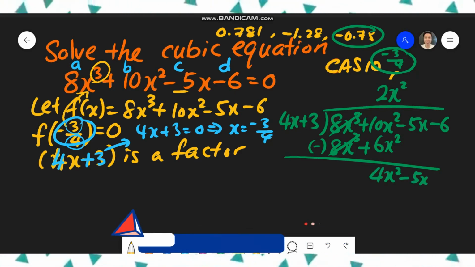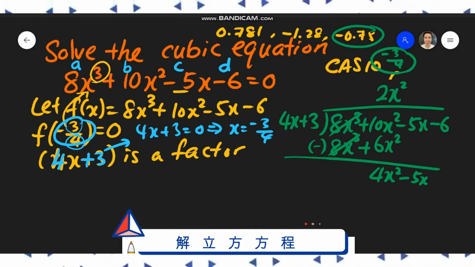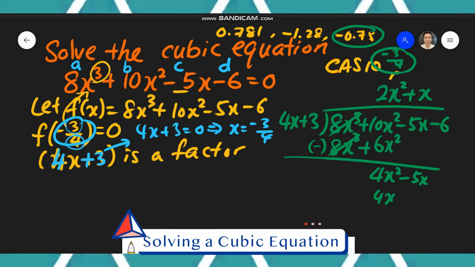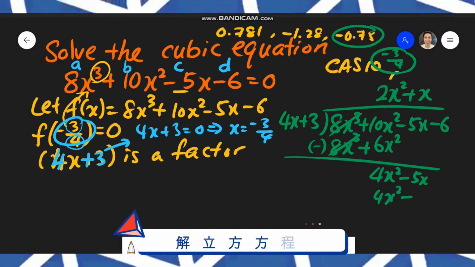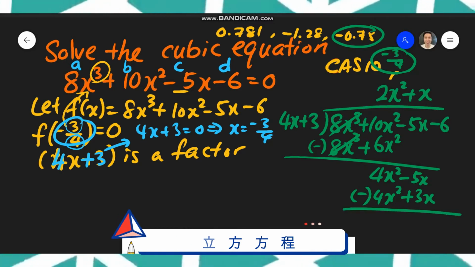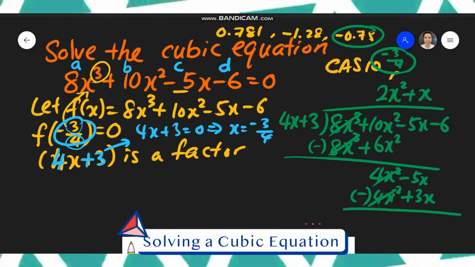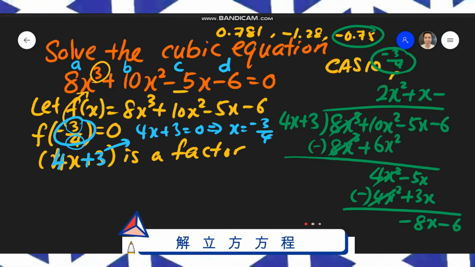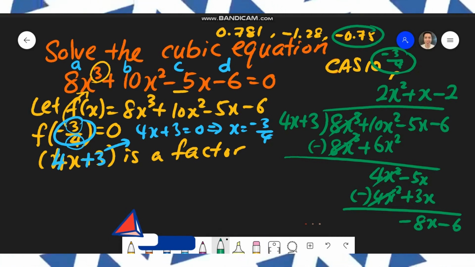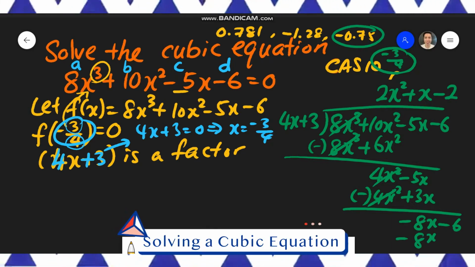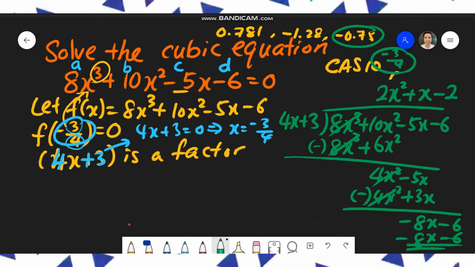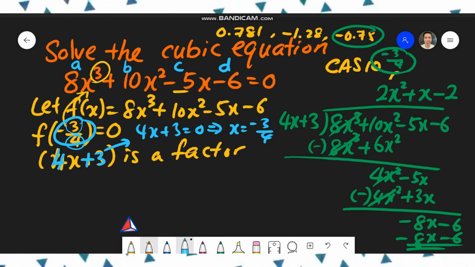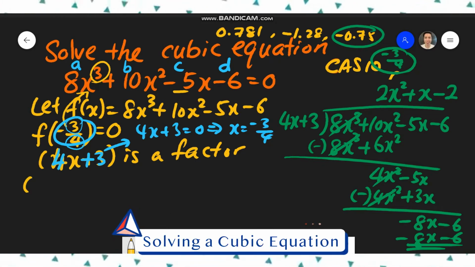Then we can put in plus x, because when we times with 4x, you get 4x squared. Then x times 3 you get plus 3x. Then minus it. Negative 5x minus 3x will give us negative 8x. Bring down the negative 6. Then here we need to fill in negative 2. Negative 2 times 4x is negative 8x, and negative 2 times 3 is negative 6. So we get no remainder here. So next we'll have 2x squared plus x minus 2.